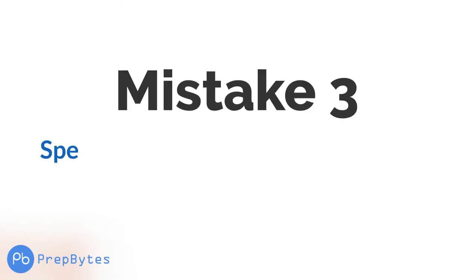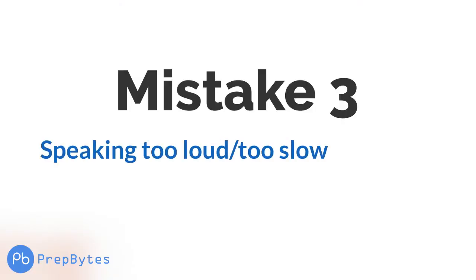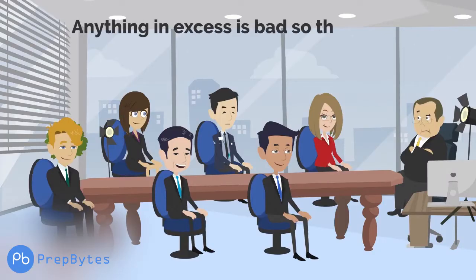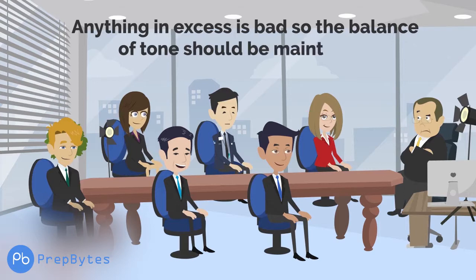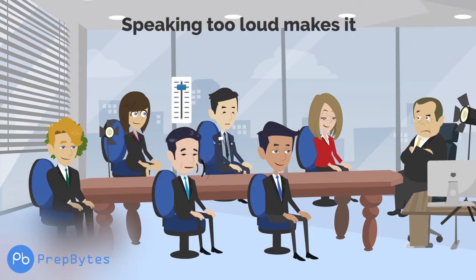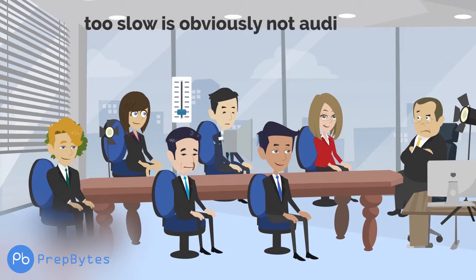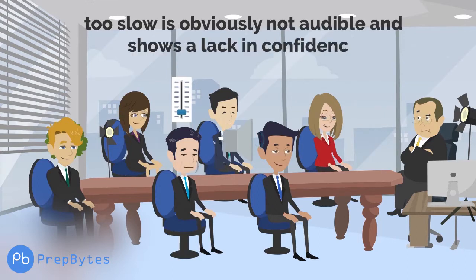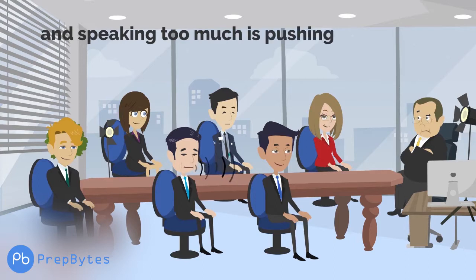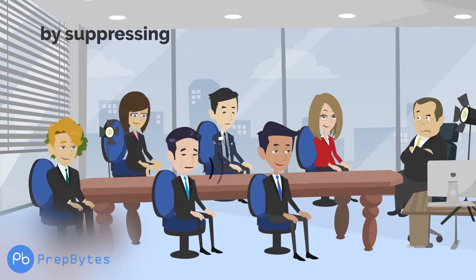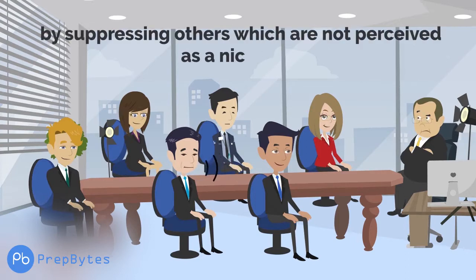Mistake 3. Speaking too loud, too slow, too much. Anything in excess is bad, so the balance of tone should be maintained. Speaking too loud makes it very ugly in a professional setup. Too slow is obviously not audible and shows a lack of confidence. And speaking too much is pushing oneself too much by suppressing others, which is not perceived well.